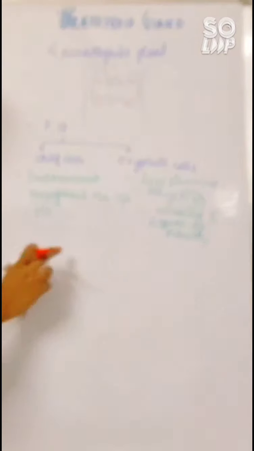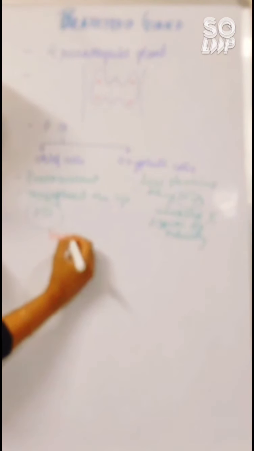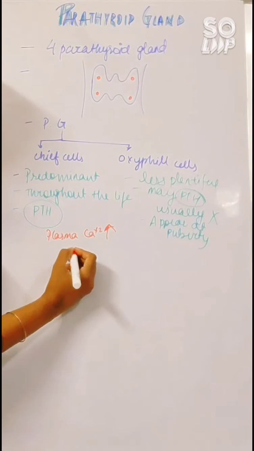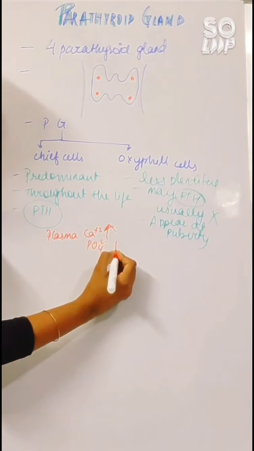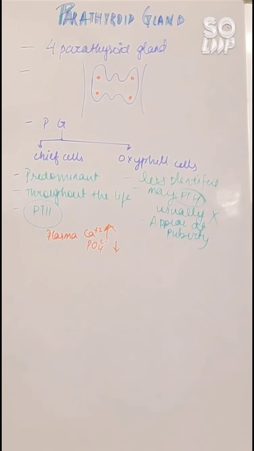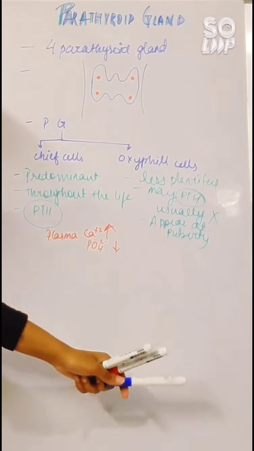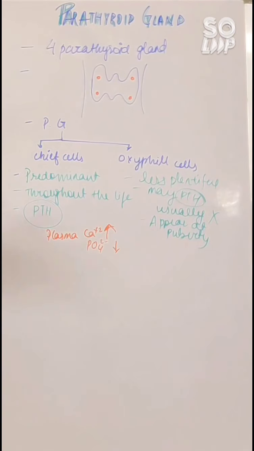Why are we going to study this PTH? What is its significance? This PTH is the major regulator of calcium and phosphate metabolism in the body. They ensure that the plasma calcium level is high, but the plasma phosphate level is low. So they are increasing the plasma calcium level and decreasing the plasma phosphate level. This was the brief introduction of the parathyroid gland.